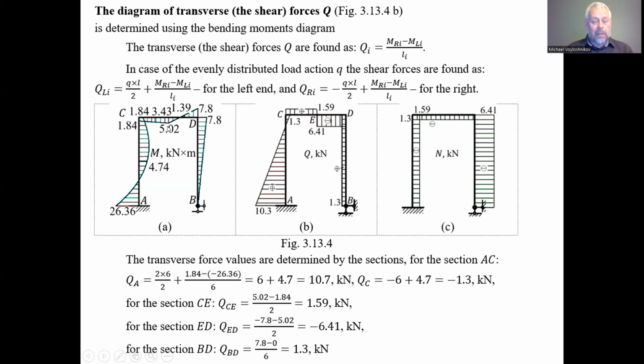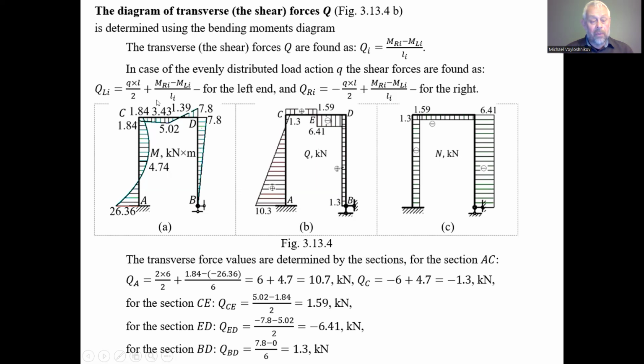We have here the angle of the fracture of the line of the diagram of the bending moment. So for the first part from 0 to 2, this total length is 4. From 0 to 2, we have the length of the segment 2, and these are magnitudes 5.02 minus 1.84. These are magnitudes of the diagram of the bending moment on the right and the left ends of the small segment of length of 2 meters.